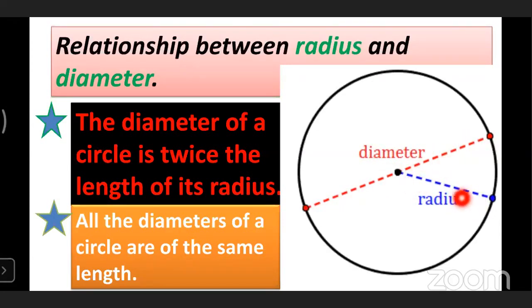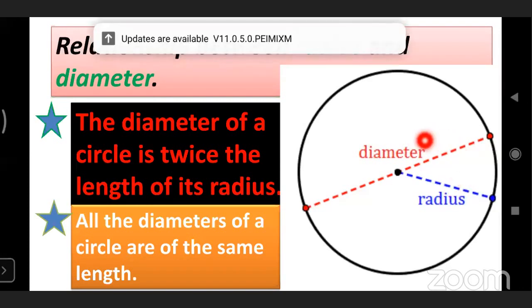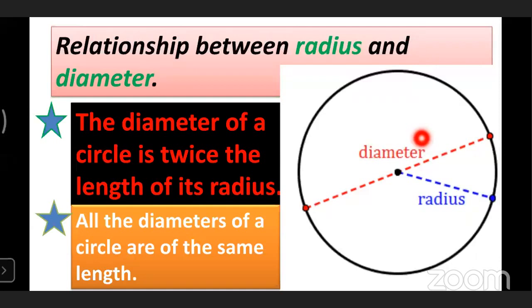If the radius is 2 centimeter, then the diameter will be 2 times, which means double. What will be the double of 2? 4 centimeter. Very good. So if the radius is 2 centimeter, then the diameter will be 4 centimeter.